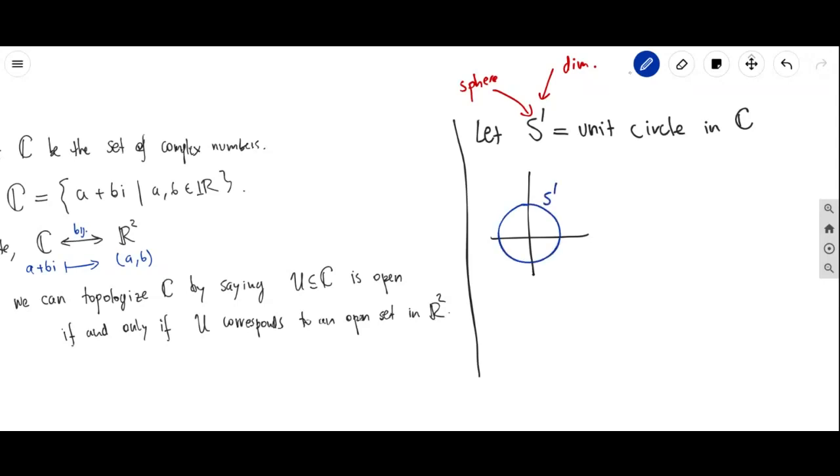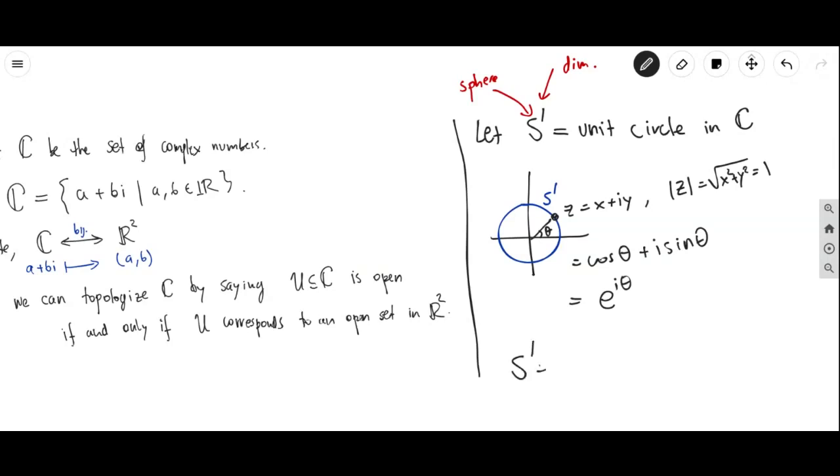The way you can write S1 is this: if you have a complex number z, there's an angle being formed, so you can write this as cosine theta plus i sine theta. And by Euler's identity, this is just e to the i theta. The absolute value of a complex number is the square root of x squared plus y squared, which in this case is equal to 1 because you're on the unit circle. So you can define S1 as the set of complex numbers with the property that the absolute value of z is equal to 1.